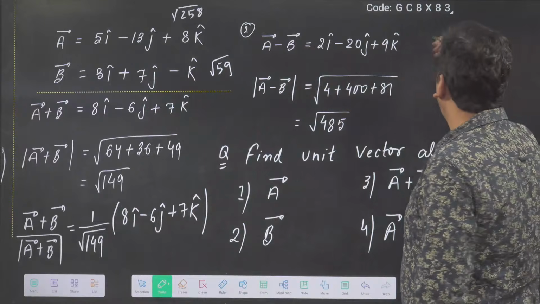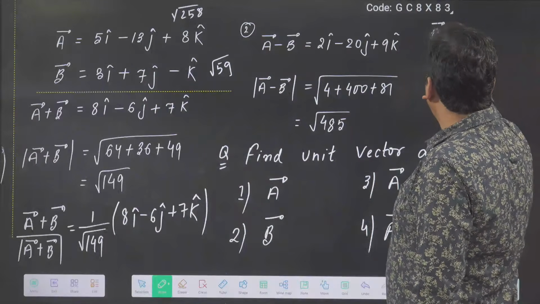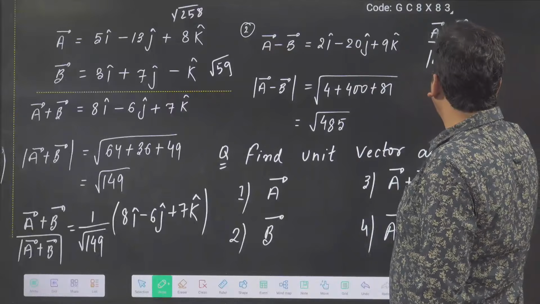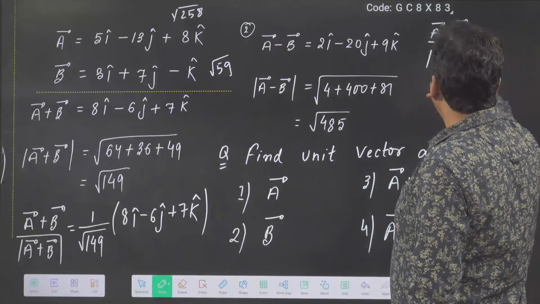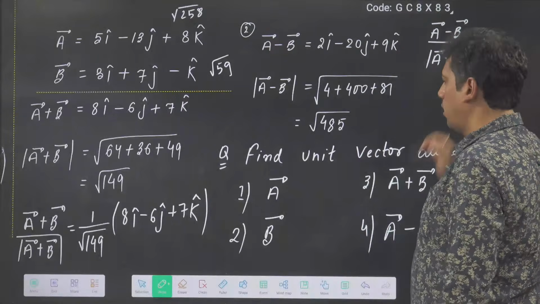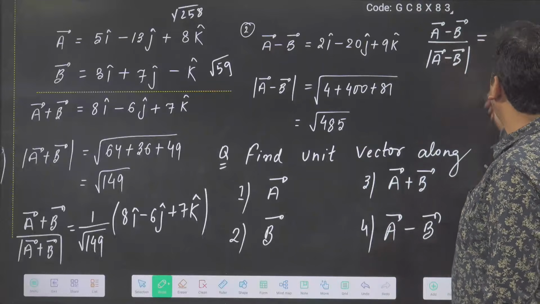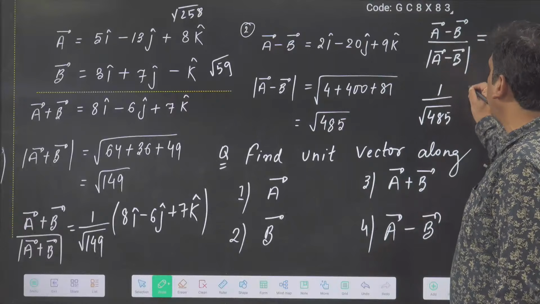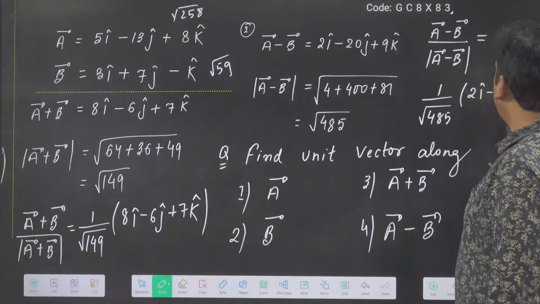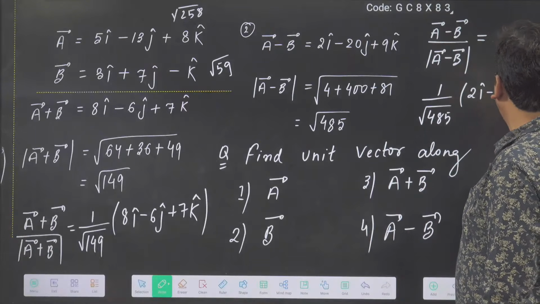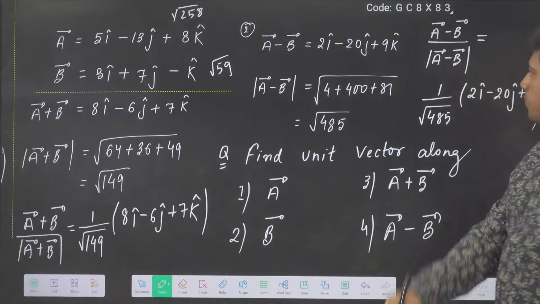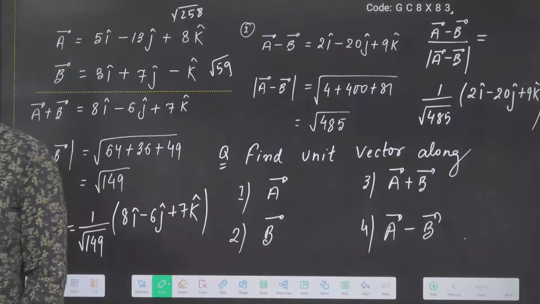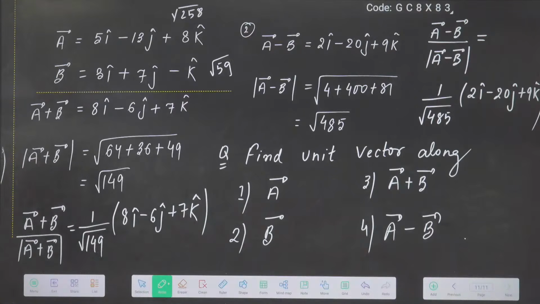Similarly here also, A vector minus B vector divided by its magnitude will be the unit vector, which can be written as 1 by root 485 into 2i minus 20j plus 9k. Correct.